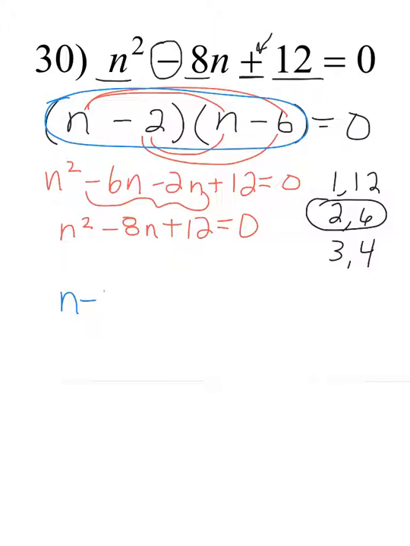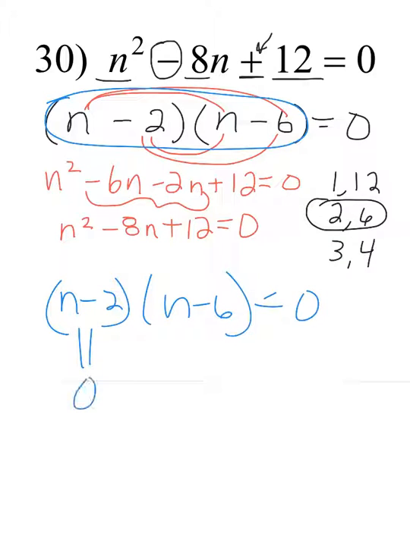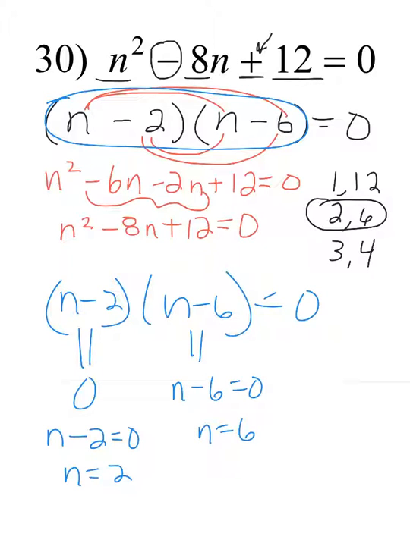So n minus 2 times n minus 6 equals 0. If we set one factor to 0 at a time, we'll find our solutions. So n minus 2 equals 0, so that means n equals 2. And if we set n minus 6 equal to 0, that means n equals 6. So our solutions are n equals 2 and 6.